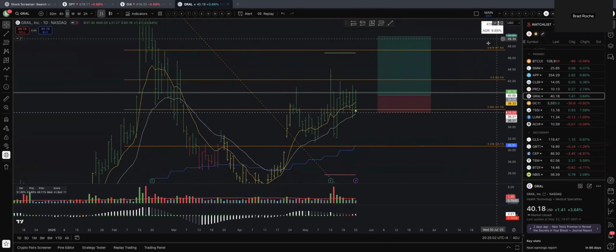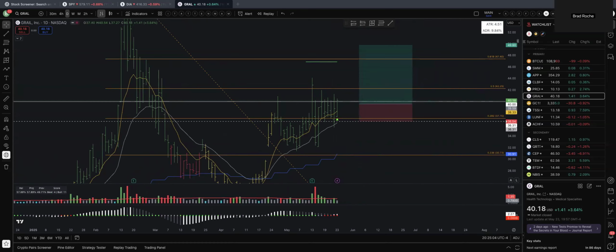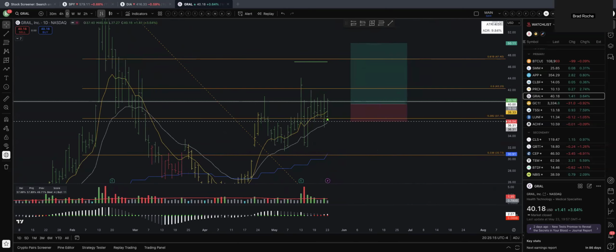You might think that's a crazy move, but if you look at the ADR, it moves 10% per day. And so for a move up into 50, that'd be about 2 days worth of really nice action. So keep an eye on this one. It is a biotech stock, so be cautious, right?